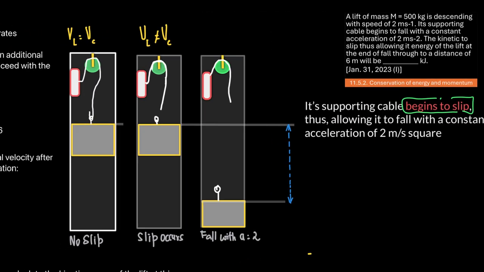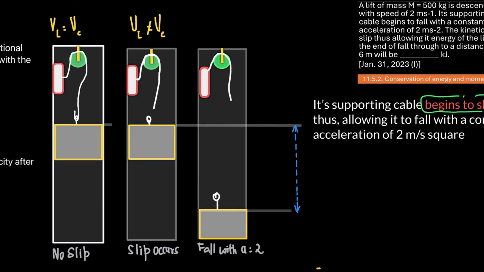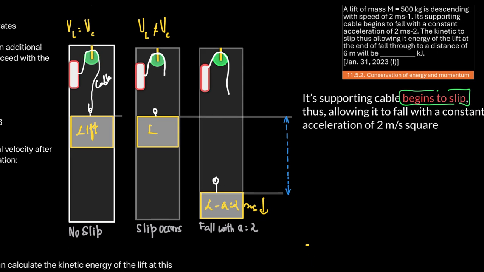Now we'll go into the numerical part. But before that, let us visualize this portion here. We have VL equal to VC, which means before there was slipping, in the no slip condition, the velocity of the lift will be equal to the velocity of the cable, because they are traveling together. When slip occurs, there is a loss of contact between the cable and the lift. So the lift is now free from the cable, and the velocity of lift will definitely not be equal to the velocity of cable. It is given that this lift is coming down with an acceleration equal to 2 meter per second square.